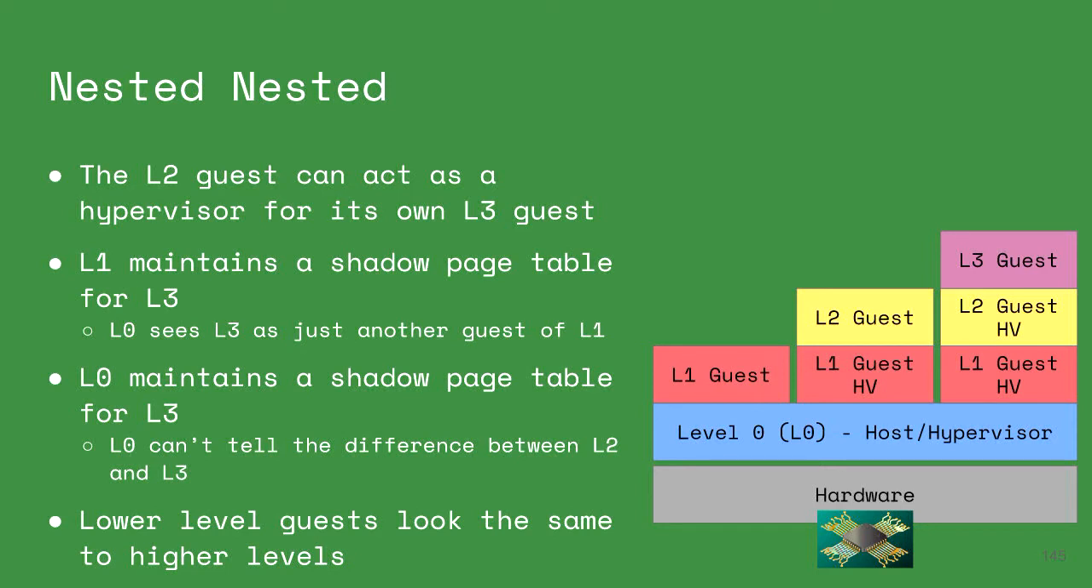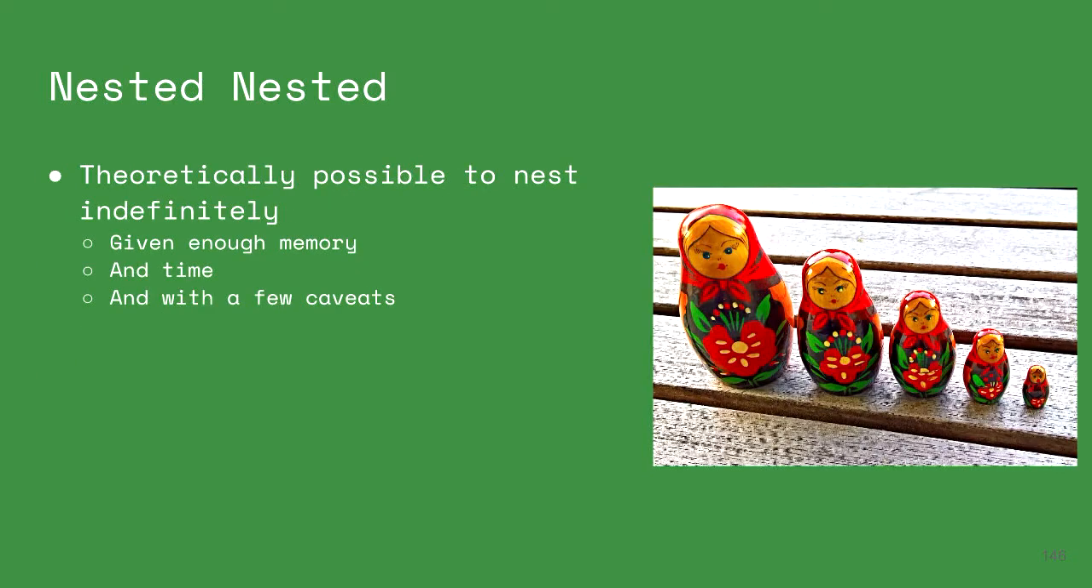The first is nested-nested. Our level 1 guest was acting as a hypervisor for its level 2 guest, so that level 2 guest can now act as that again and run its own level 3 guest. Level 1 will maintain shadow page tables for level 3, and level 0 then sees level 3 as just another guest of level 1, and so we'll maintain shadow page tables for that as well. I'm sure you're seeing there's going to be a lot of shadow page tables here, but that's an unfortunate side effect of the implementation. So what that means is that it's theoretically possible to nest indefinitely, given enough memory that is, and time, and there's a few caveats.